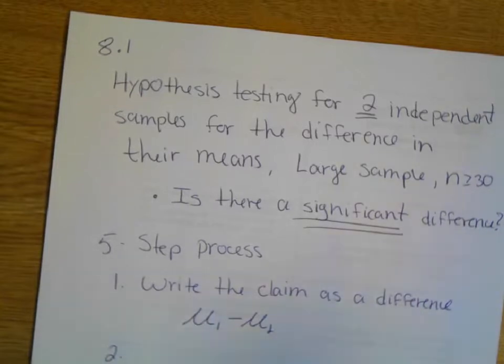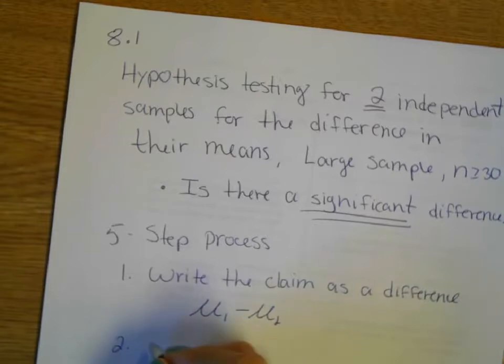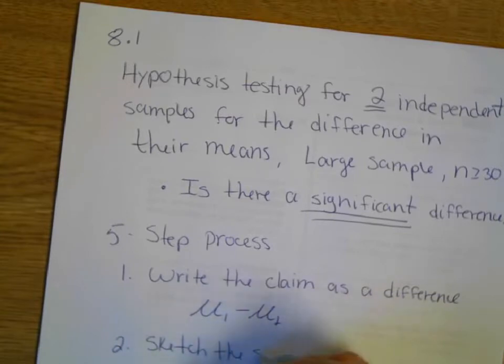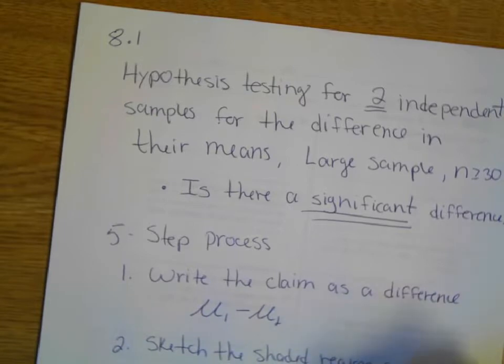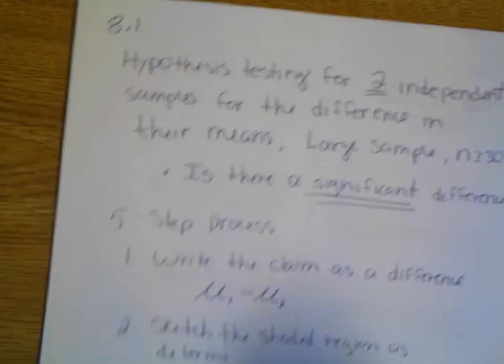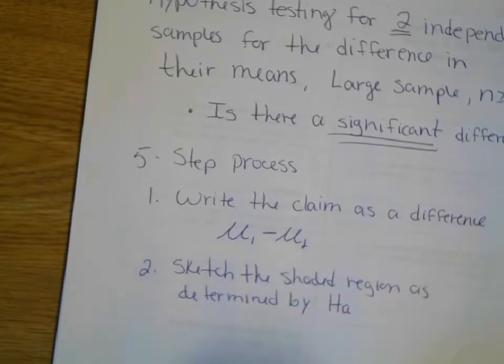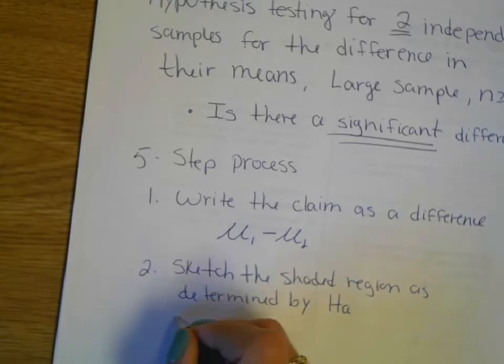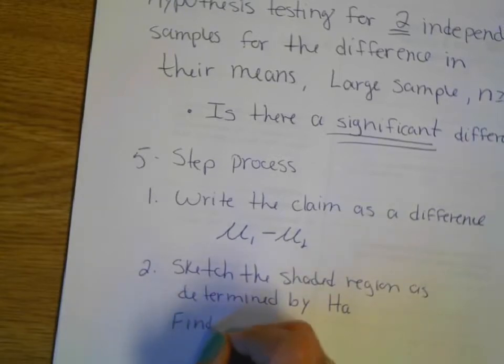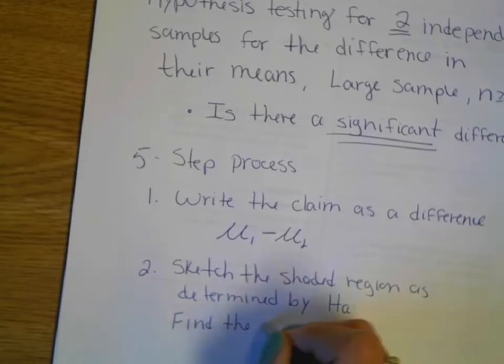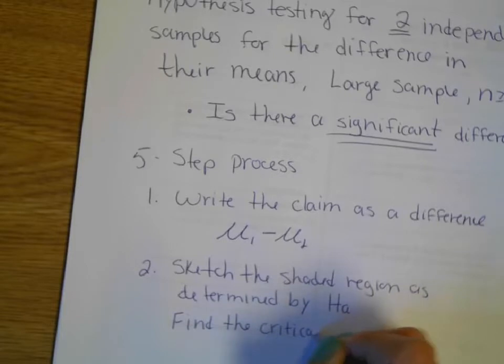So after you write the claim, the H0 and the Ha, you sketch the shaded region as determined by the Ha. You move it up. Yep. Find the critical z-score, because we're doing large samples with means. Is that 3 or is that 2? That's still part 2. Find the critical z.